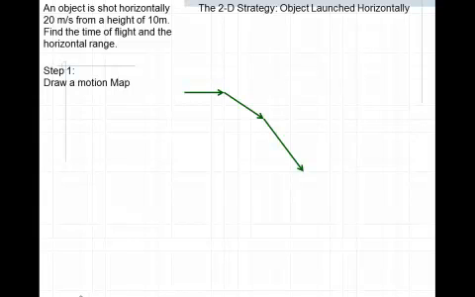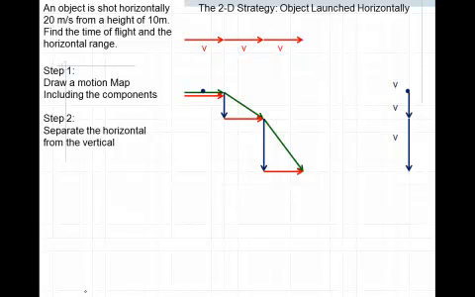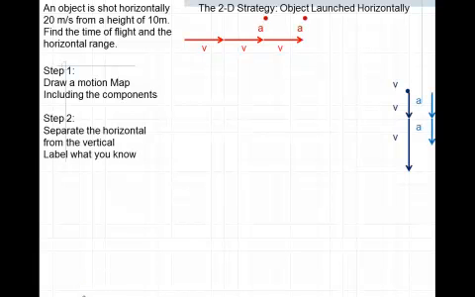So step 1, we'll draw a motion map. Our next step is to include the components, both horizontal and vertical. Then we're going to separate the horizontal from the vertical so that we are just looking simply at the horizontal and the vertical motion maps. Next, we'll separate the horizontal from the vertical, as we've just done, and we'll label what we know. We'll label the fact that we've got the acceleration that's 0 in the horizontal and the acceleration that's downward.